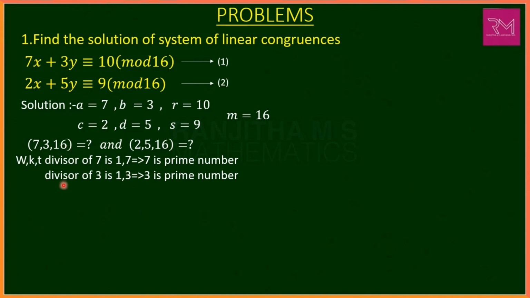Next, you have to find the divisors of 16. Here the divisors of 16 are 1 divides 16, 2 also divides 16, 4 divides 16, 8 divides 16 and 16 divides 16. Here we have to take the divisors of 16, that is, the numbers which divide the value 16.